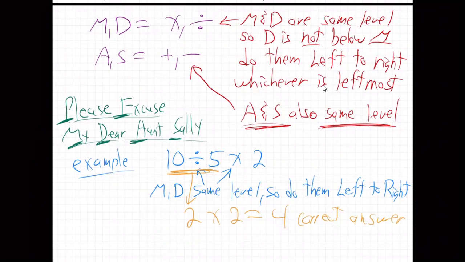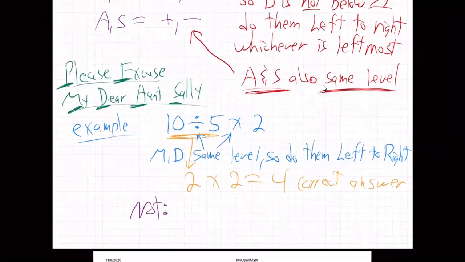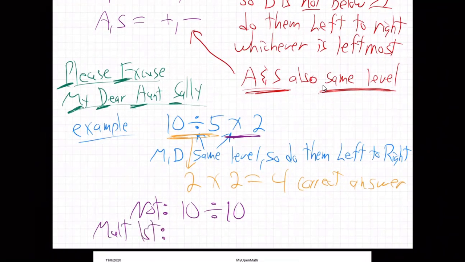What would you not do? I think it's important to see what's not true also. You do not go, oh, I've got to do the multiplying first. No, multiplying is not ahead of dividing. Then you'd get 10 divided by 10, which is 1. That's the wrong answer. So not multiplying first. Multiplying is not above dividing.